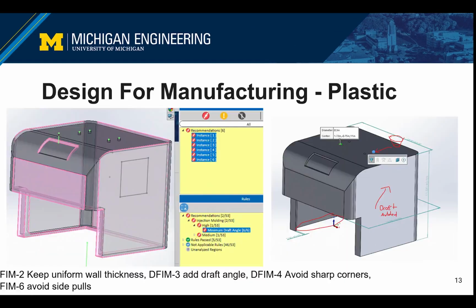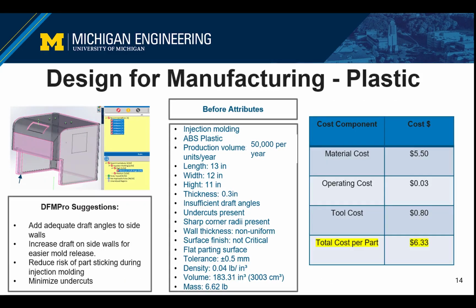After selecting the manufacturing process, we analyzed the housing design our team created previously using DfM Pro. The software identified several manufacturability issues. These included non-uniform wall thickness, insufficient draft angles, sharp internal corners, and the presence of undercuts. This slide summarizes the original housing design before any DfM improvements were made. The original design had a volume of 183 cubic inches and a mass of 6.62 pounds.